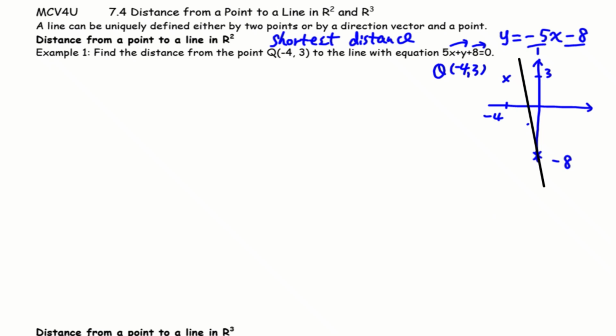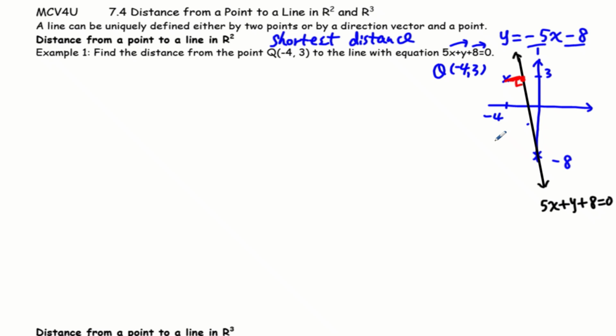Okay. So this is a line. We put arrows at both ends. It keeps going. Okay. So 5x plus y plus 8 equals 0. And the distance from this point to the line is the shortest distance. So it needs to form 90 degrees to the line. So how to find it?